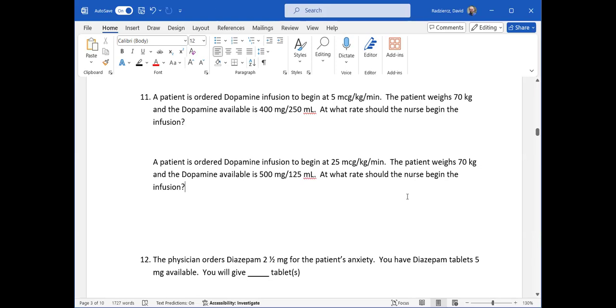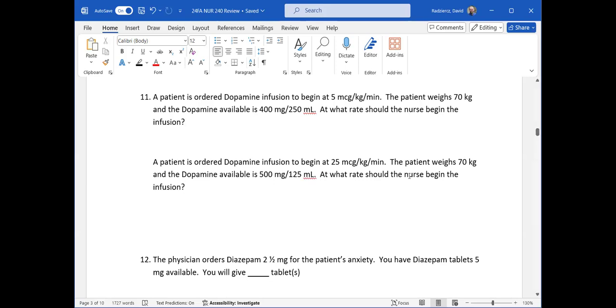So the patient's ordered dopamine infusion to begin at an infusion rate that seems a little bit weird, 25 micrograms per kilogram per minute. Now, it's not that weird because you've seen something similar with the heparin protocol where it was like 18 units per kilogram per hour. Okay. So it's just a little bit different, but they want to add a little extra complexity. Make sure you know how to do your conversions going from micrograms per kilogram per minute to milliliters per hour, which is what we're going to do.